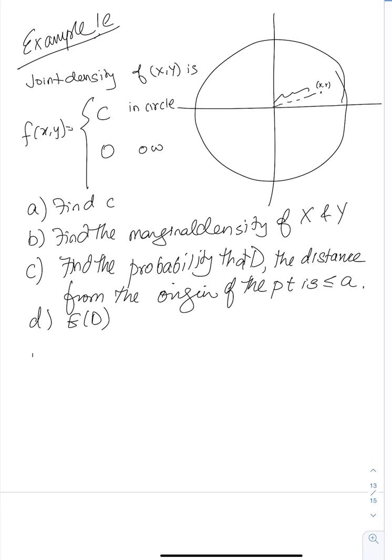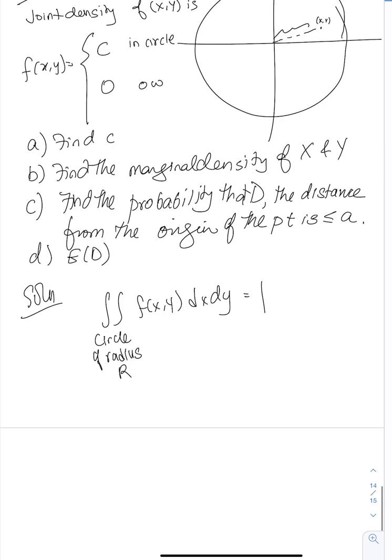Okay, so solution. What do you know about joint densities? The joint density over the whole plane needs to integrate to 1. So you know that the integral over the circle of the density, and the circle has radius r, should be 1. So the integral over the circle of radius r of c dx dy should be 1.